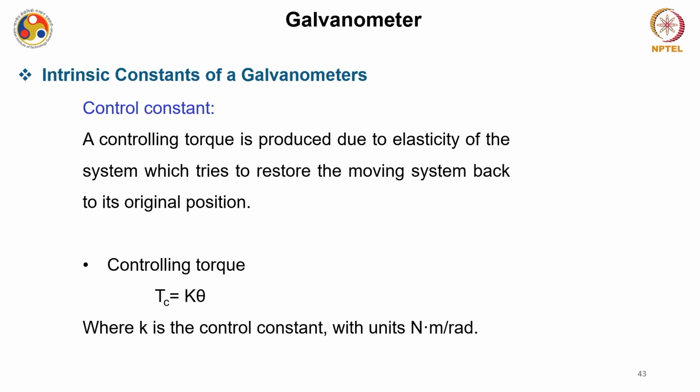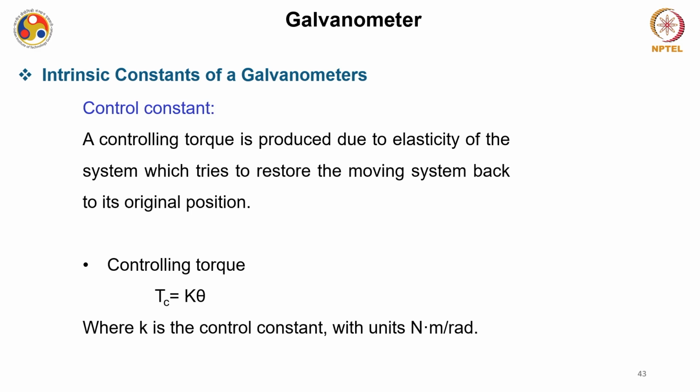Another constant of a galvanometer is the control constant. A controlling torque in the case of a galvanometer is produced due to the elasticity of the system, which tries to restore the moving system back to its original position like any other tool, and the controlling torque is provided by the spring and is given as Tc equal to k theta.